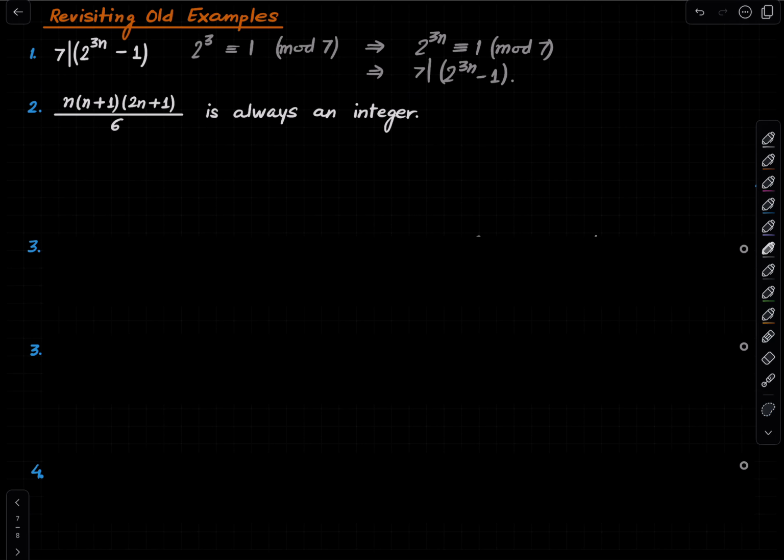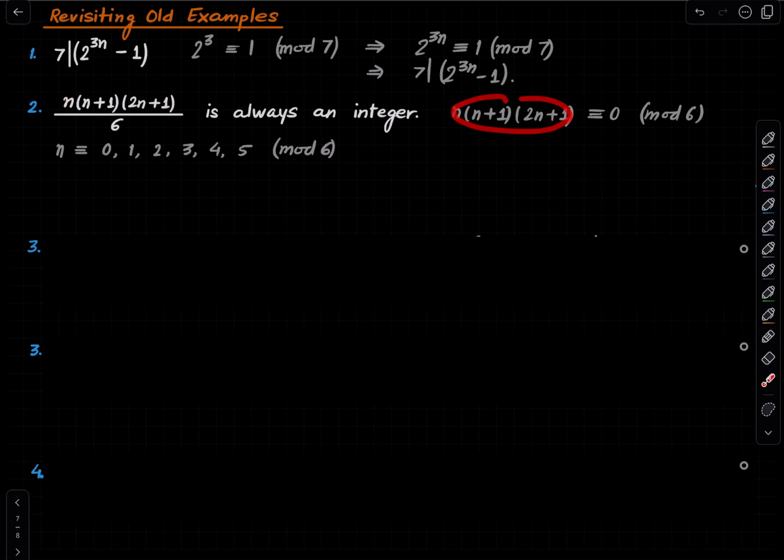Well, there are a bunch of possibilities. N is either congruent to 0 or 1 or 2 or 3 or 4 or 5 modulo 6. So what are we trying to do? We will just show that this thing is congruent to 0 mod 6. So this is what we will do. Right? Showing this is an integer is same as saying this is divisible by 6, which is same as showing this. So that's what we want to do.